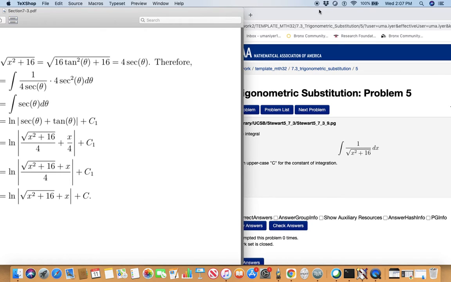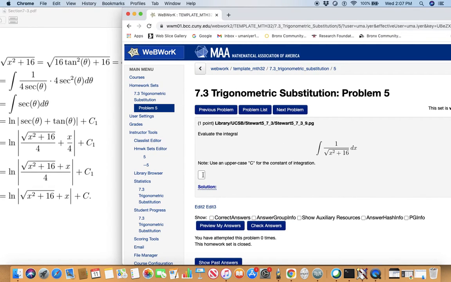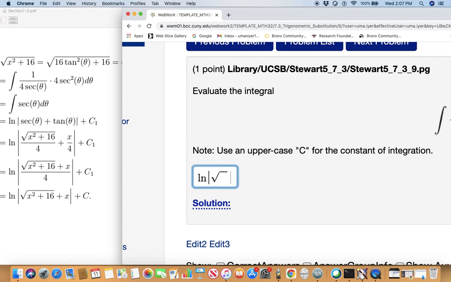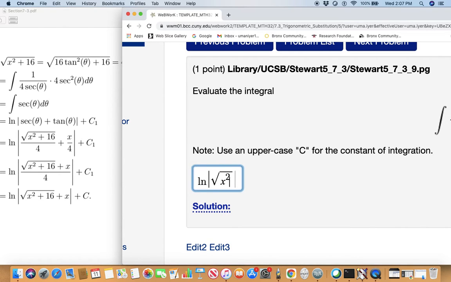So you have natural log absolute value of the square root of x to the power 2 plus 16, plus x, absolute value, plus constant of integration, don't forget that.